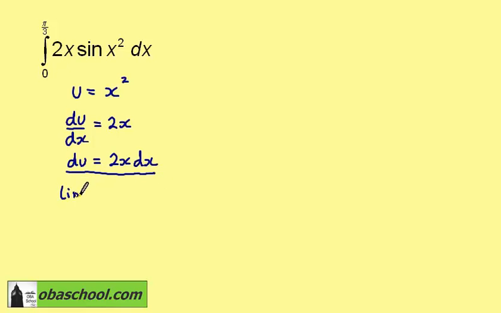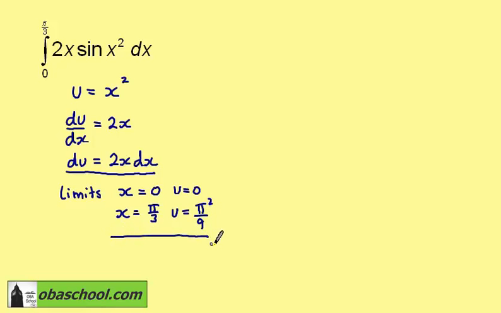If we now look at the limits, if x is equal to 0, u is 0 squared, which is 0, and if x is equal to pi by 3, u would be equal to pi by 3 all squared, which is pi squared over 9. Coming back to our integral, we have the integral from u equals 0 to pi squared by 9.